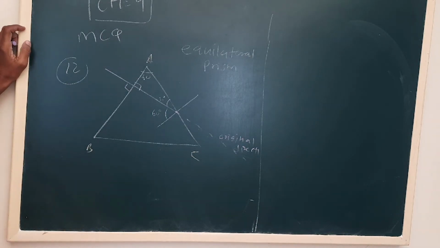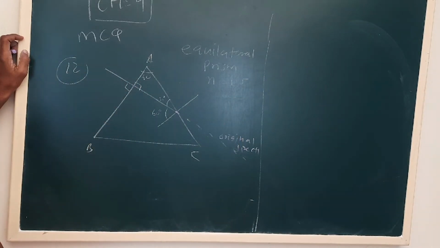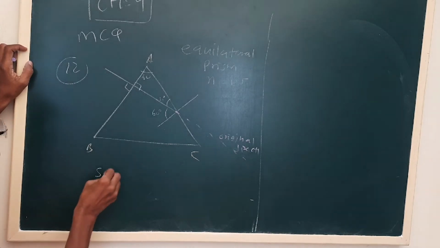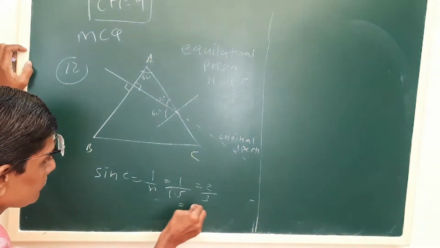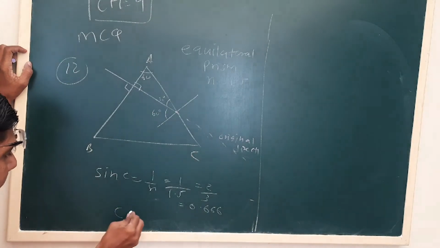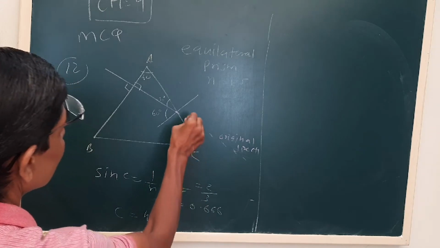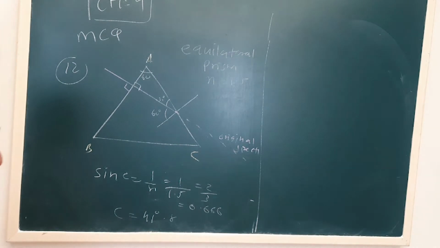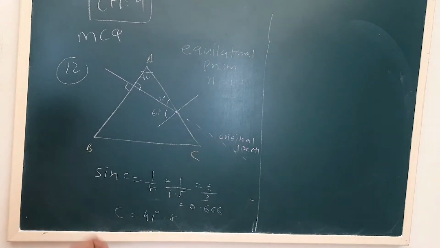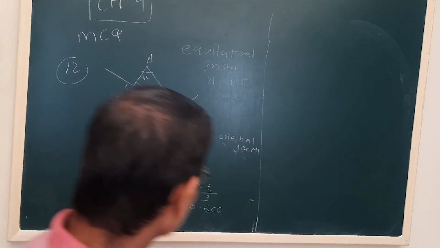Now the equilateral prism is given, and the refractive index is given as 1.5. We have to check whether total internal reflection will take place or not. Now sin C is 1 upon n, so the critical angle comes out to be 41 degrees. For the AC surface, the angle of incidence is 60 degrees, which is larger than the critical angle. So this satisfies the condition of total internal reflection.